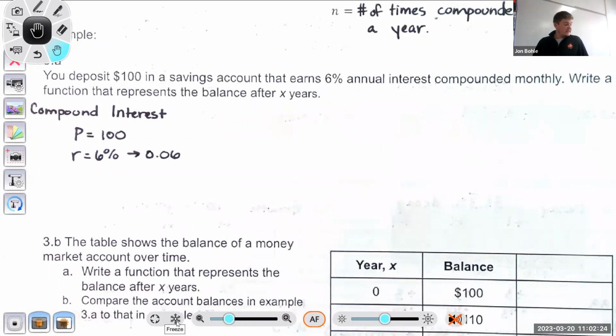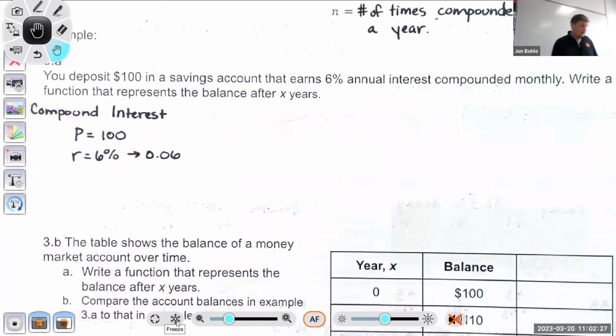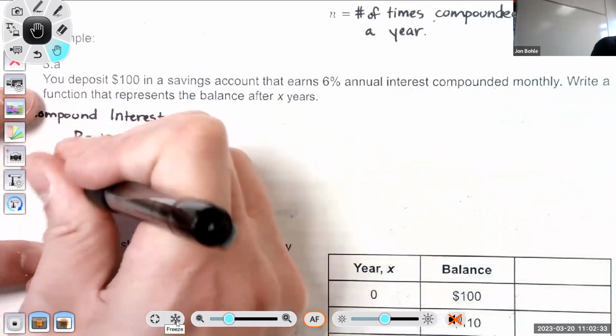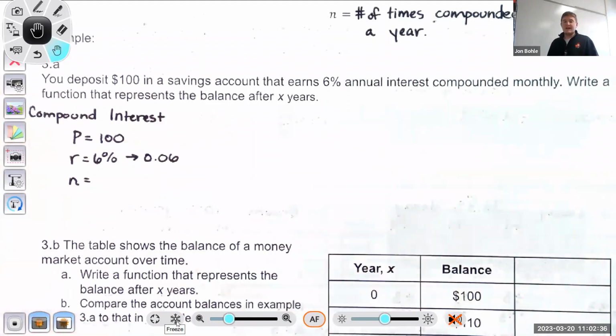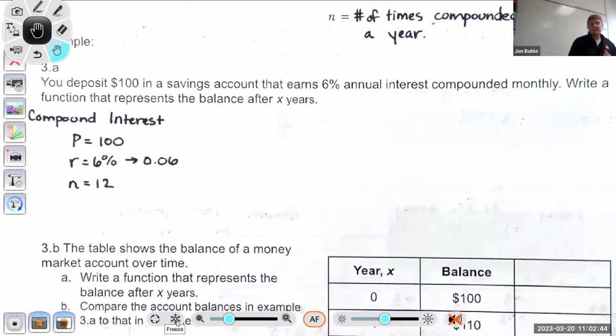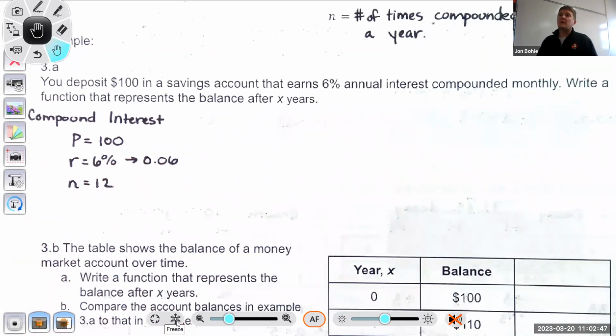What's the next one we have? X is time. We don't really have that, so that's okay. We need N, the number of times compounded in a year. It would be 12. How come it's 12? 12 months in a year and it's compounded monthly. What if it said compounded quarterly? How many times? Quarterly. How many quarters are in a dollar? 4. So quarterly would be 4 times.